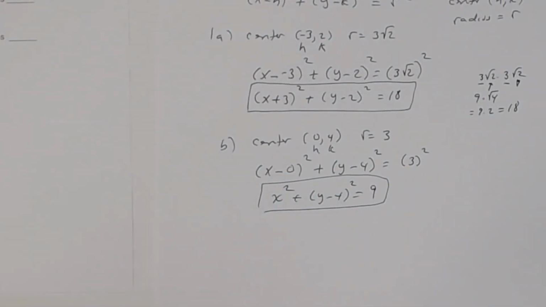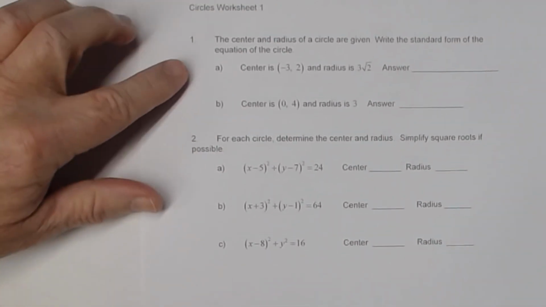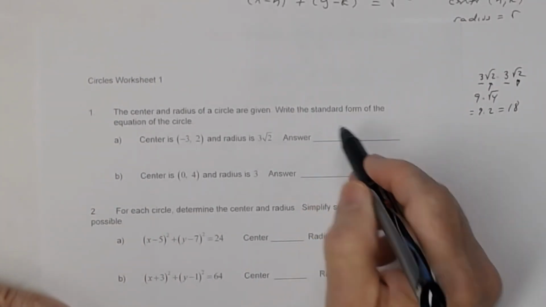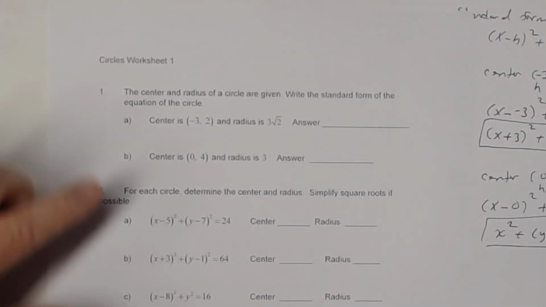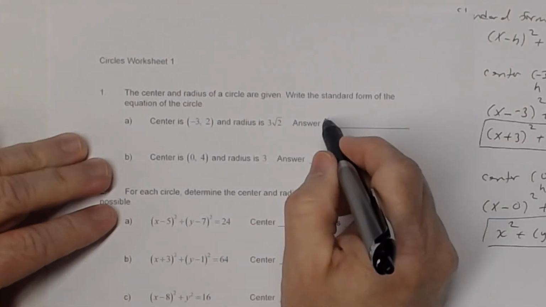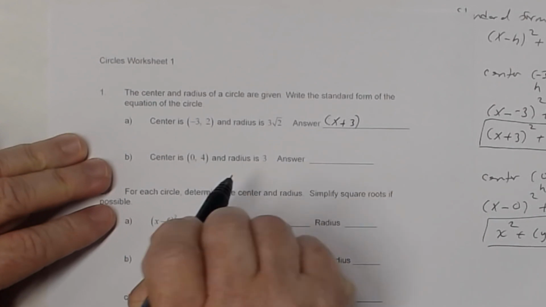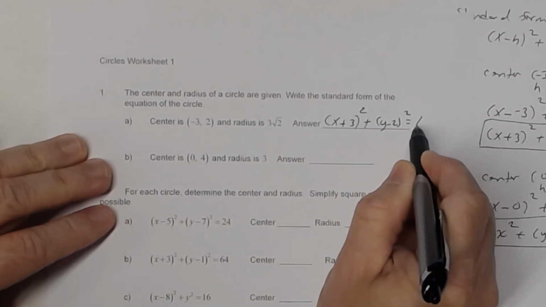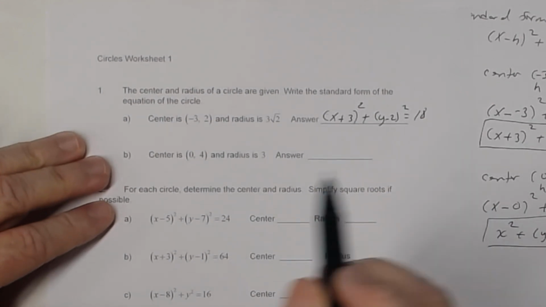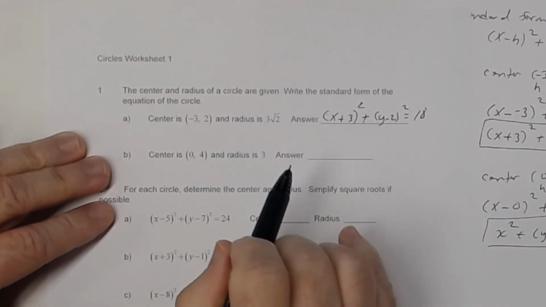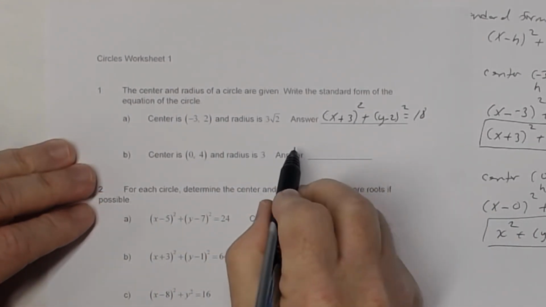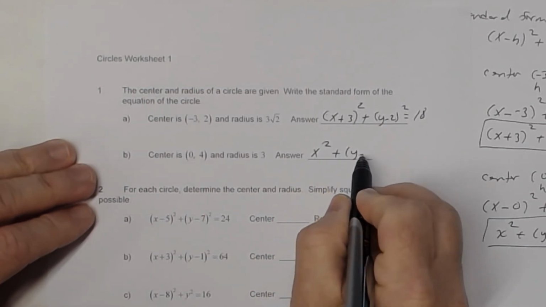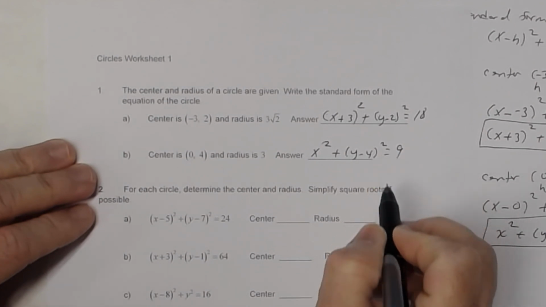So that was number 1. All they wanted you to do was write the equation of a circle in standard form given the center and the radius. The first one was (x + 3)² + (y − 2)² = 18. That's the answer there. And the second one was x² + (y − 4)² = 9.